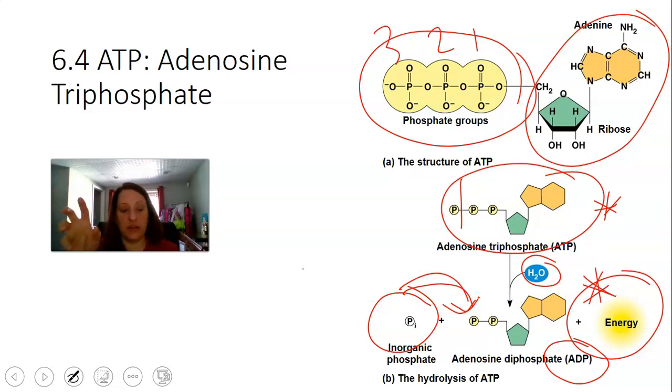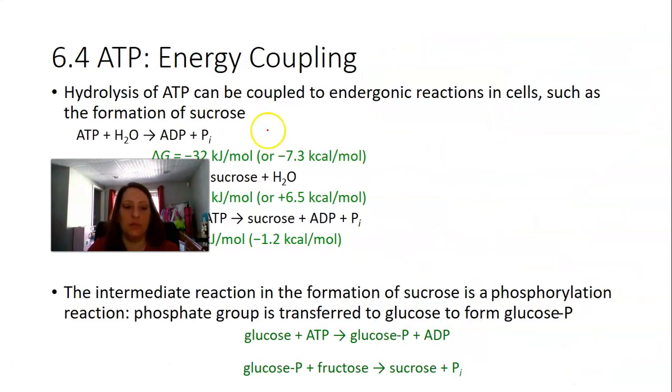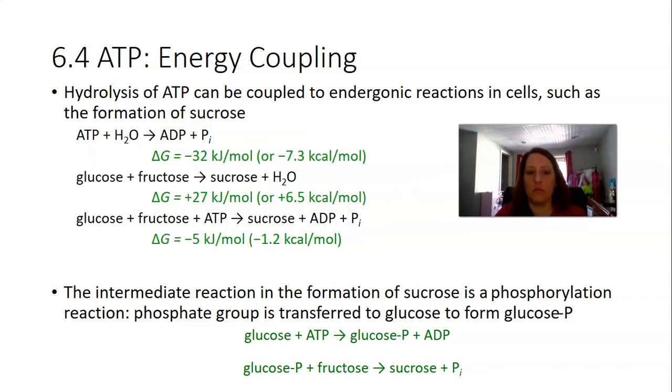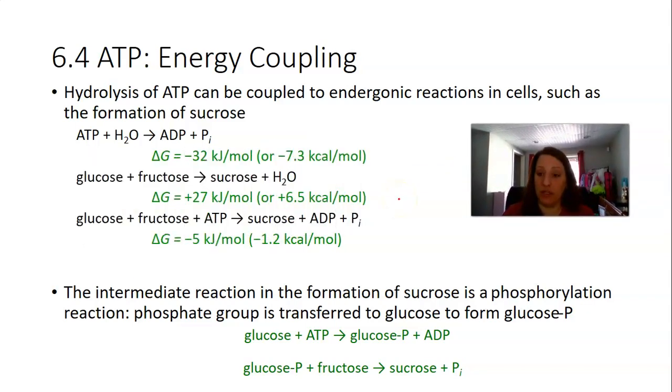Okay, and now we've created that short-term energy molecule called ATP. So how is this used? Let me give you an example. This is called energy coupling.